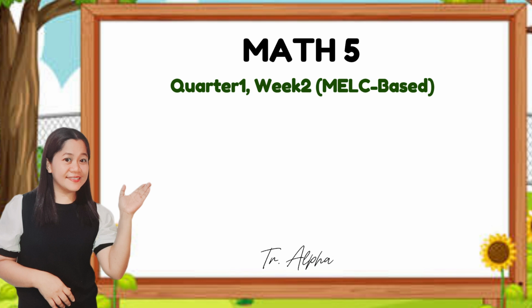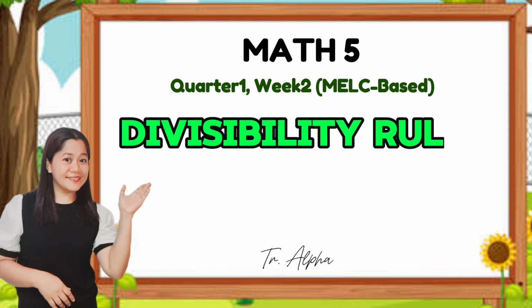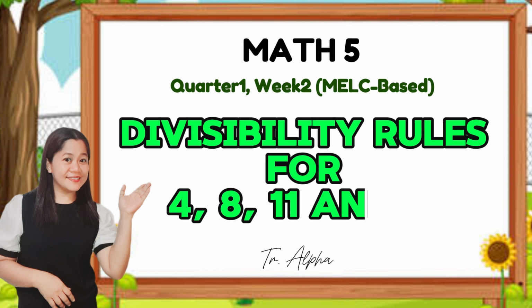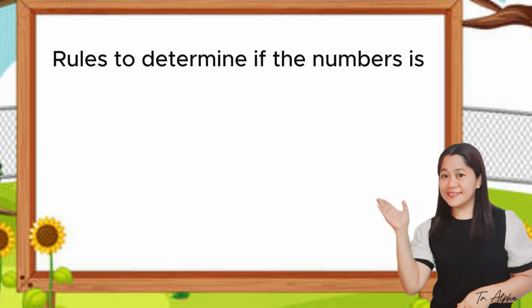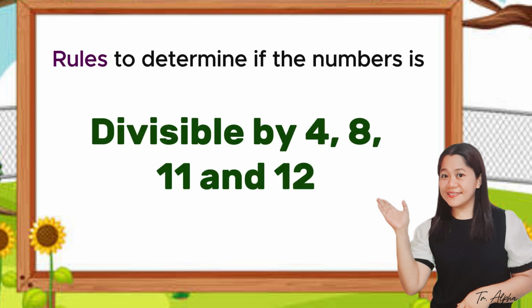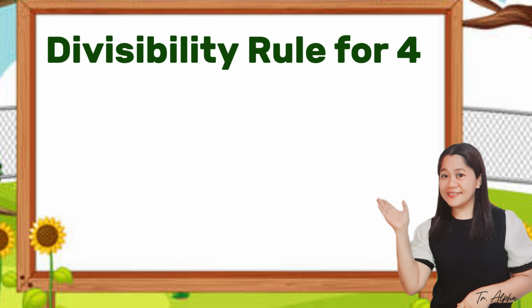This lesson is all about divisibility rules for 4, 8, 11, and 12 to find the common factors of numbers. From the previous lesson, you have learned about the divisibility rules for 3, 6, and 9 in finding the factors of large numbers. Today, you will learn the rules to determine if a number is divisible by 4, 8, 11, and 12.